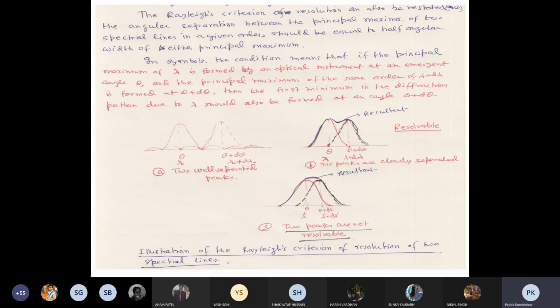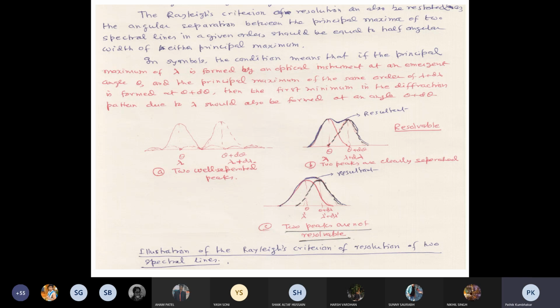So the angular separation is d theta. Now if this angular separation is equal to the half angular width of either principal maxima, roughly, okay, then Rayleigh's criterion can also be described in this way.